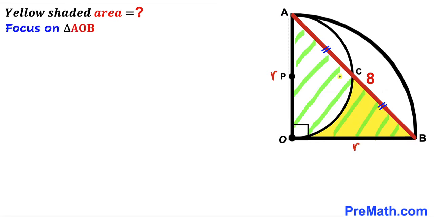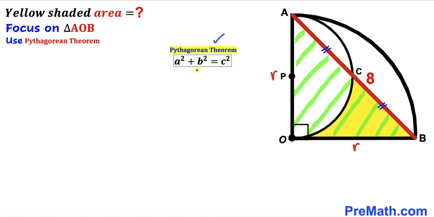And here's our next step. Let's focus on this right triangle AOB. And we can see that this is an isosceles triangle, since this side length is lowercase r, and likewise this side length is lowercase r as well. And now we are going to apply the Pythagorean theorem on this triangle. And here's our Pythagorean theorem: a square plus b square equal to c square. And in our case, our hypotenuse is 8 units, whereas our two other legs are lowercase r and lowercase r as well. So let's go ahead and fill in the blanks in this Pythagorean formula.